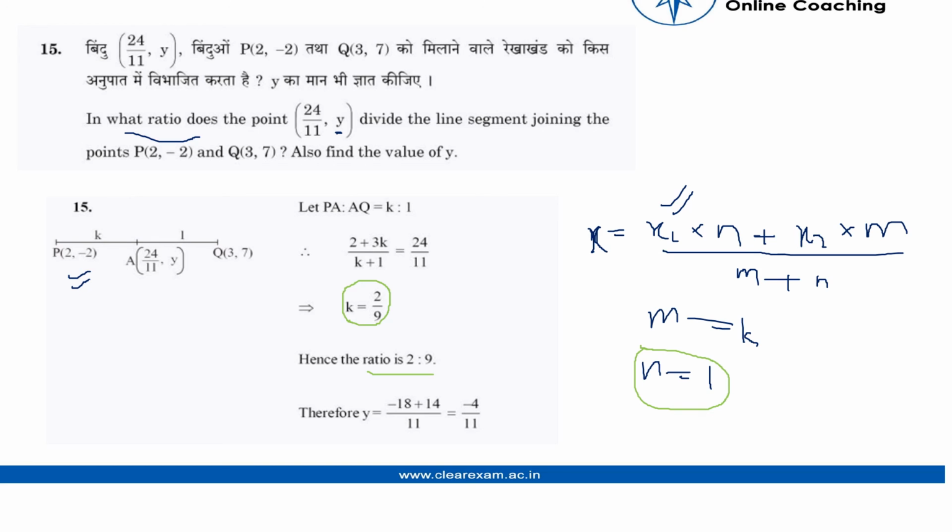Now for calculating y, we would apply the formula of y coordinate just like x coordinate, and putting the ratio, we get y as minus 4 upon 11.